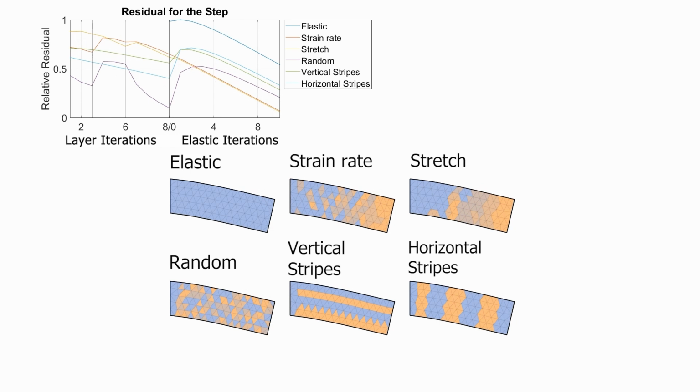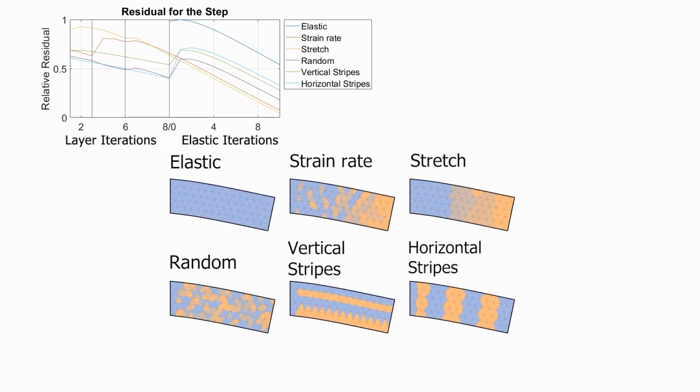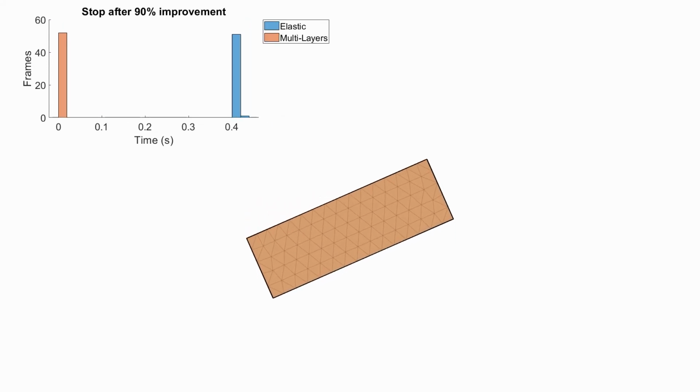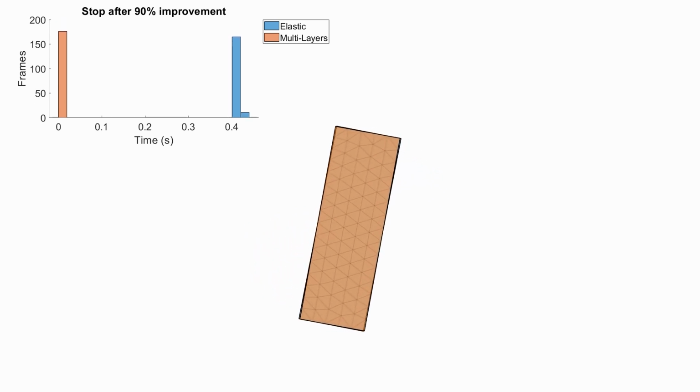In this cantilever example, we observe that strain rate-based layers are cheap and reliable. The histogram shows the distribution of per-frame computation times for a typical simulation trajectory.